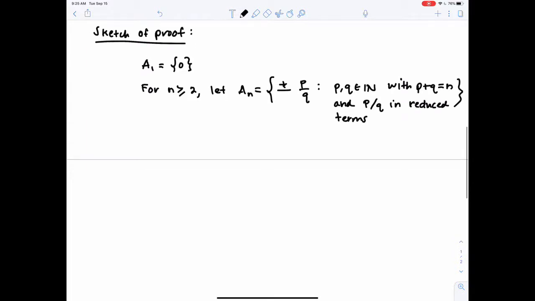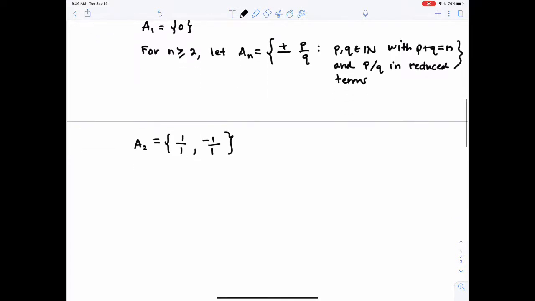So let's write out what some of these sets look like. So A2, for example, this is going to be all of the numbers that I can write as p over q, such that p plus q equals 2. Well, remember p and q are natural numbers. The only way to do that, I can either write 1/1 or -1/1, because I'm supposed to do plus or minus. The only way I can take two numbers, p plus q, and make them equal 2, when those numbers are natural, is to just use them both as the number 1. Okay, so this is my next chunk.